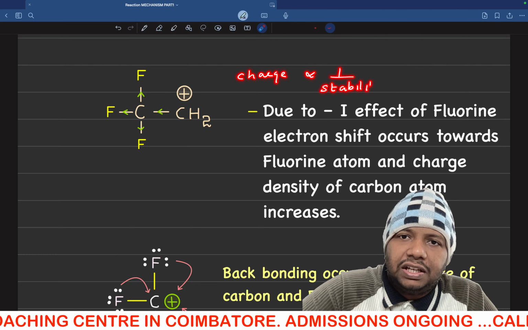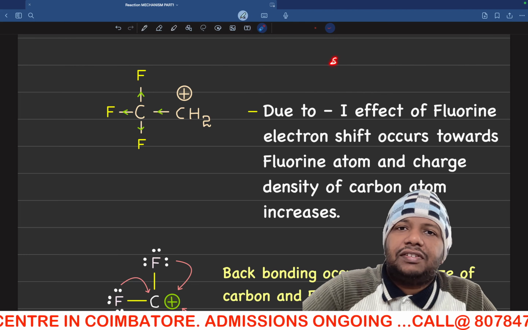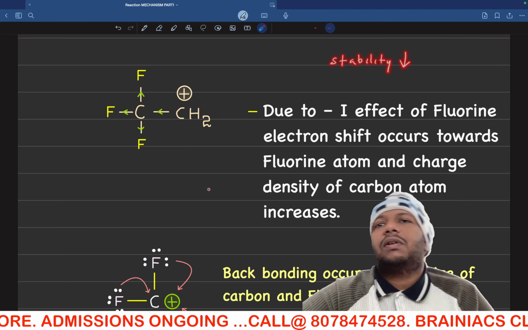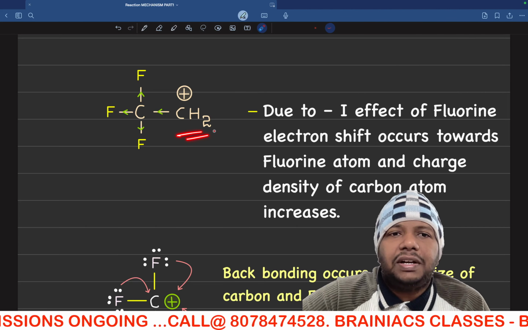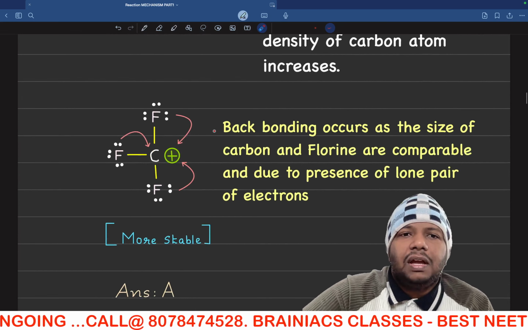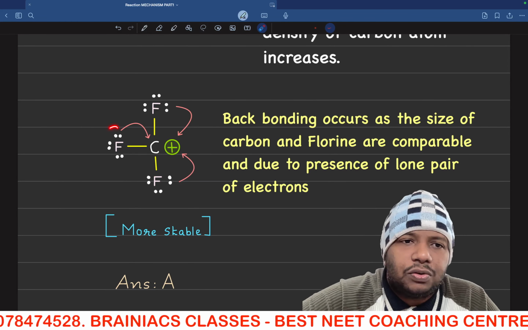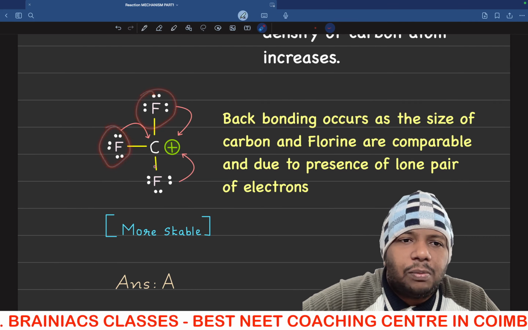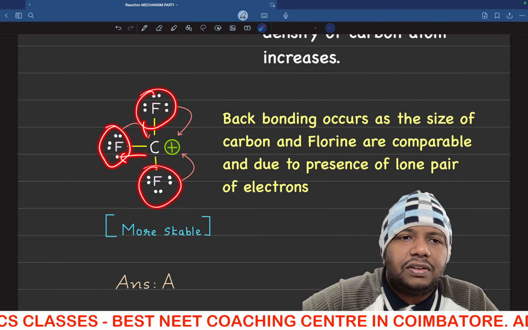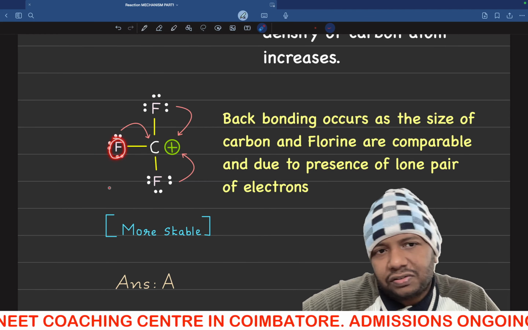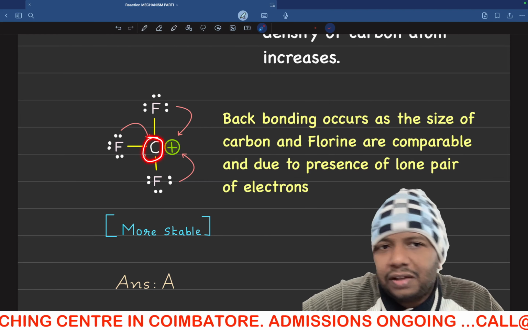So if charge increases, then I can say the stability of this carbocation, what will happen? It will decrease. So this stability decreases. Okay. Now what will happen in the case of CF3? Many students will ask, sir, here also 3 fluorine atoms are there. They have a minus I effect and electrons can flow in this direction. But please understand, here the fluorine atom has a smaller size and the carbon atom also has a similar size.